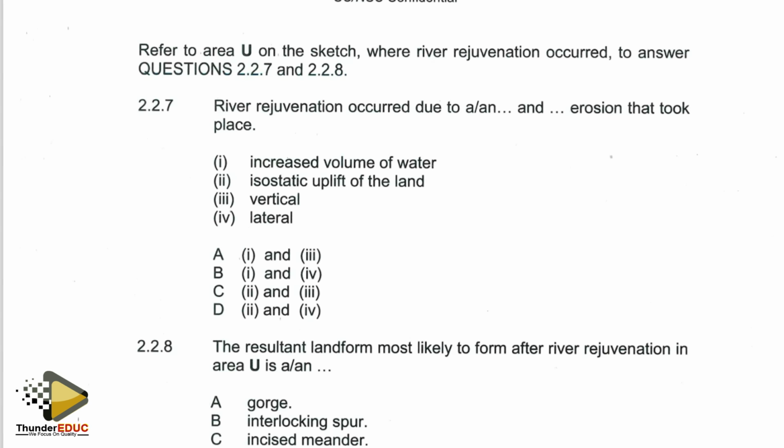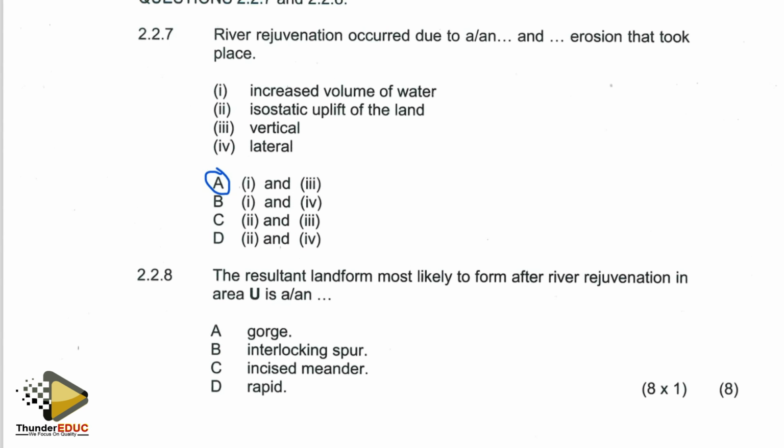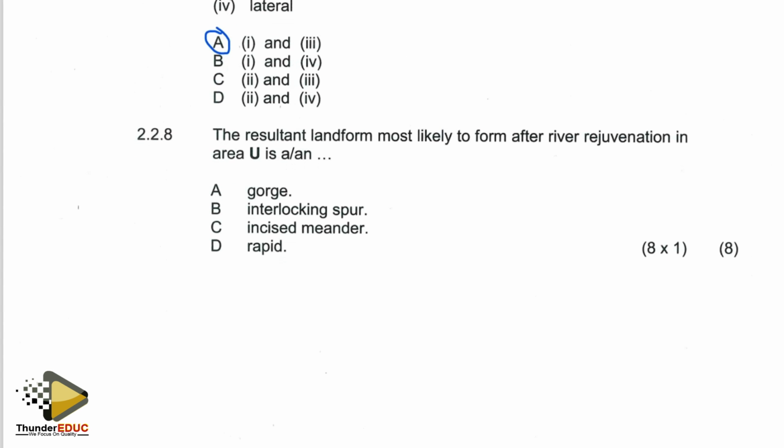Those two responses correlate at item increased volume of water and vertical erosion. Increased volume of water is item number 1 and vertical erosion is item number 3. 1 and 3. Which means the correct response there should be response A. Right, we move on to the next question.